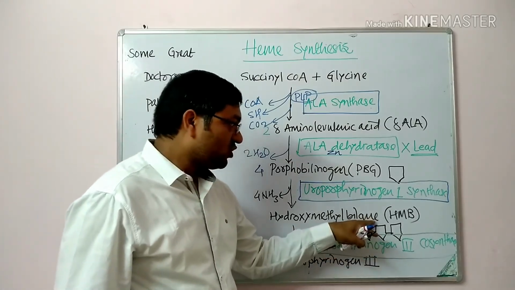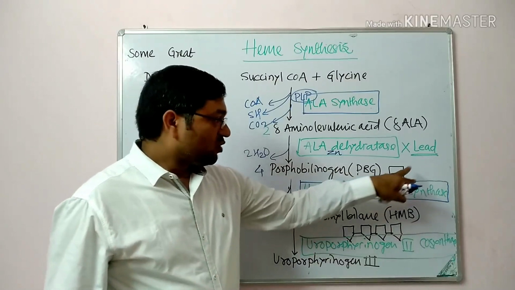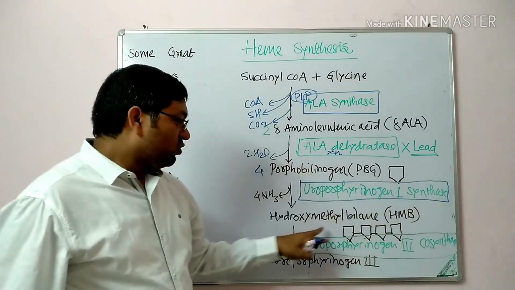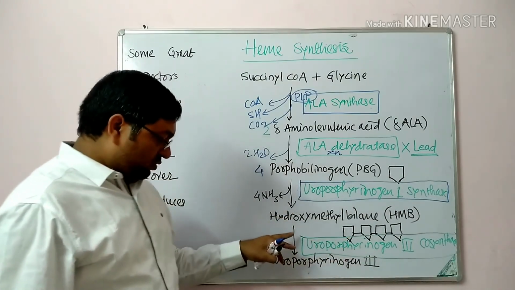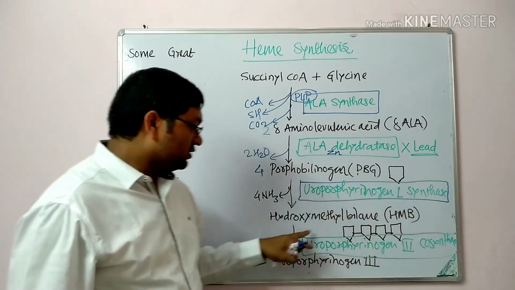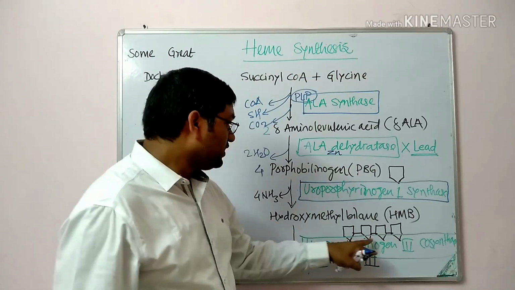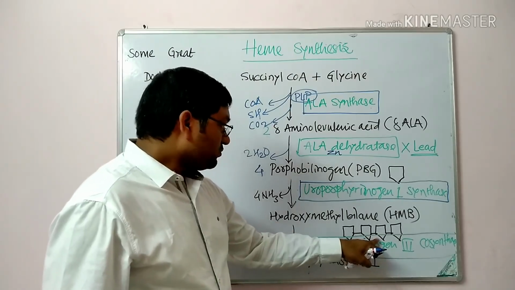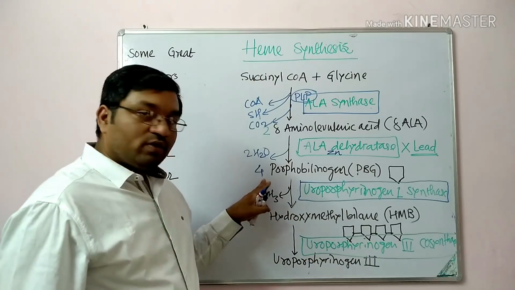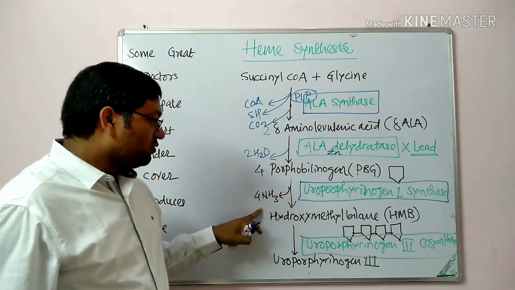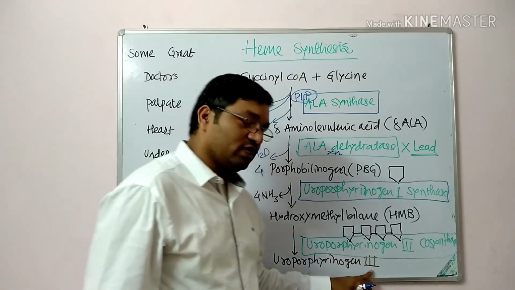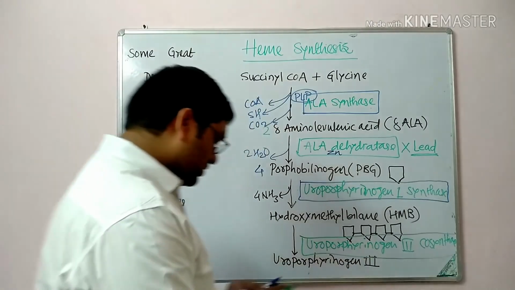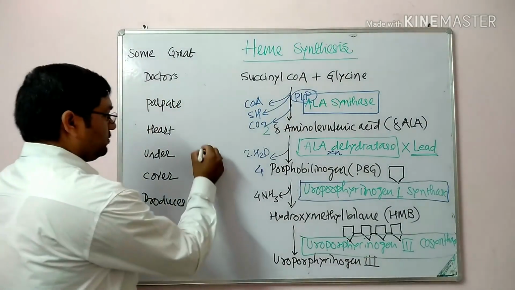This is linear tetrapyrrole, this is monopyrrole. Here is the formation of single pyrrole followed by the condensation of single pyrrole, which gets converted into linear tetrapyrrole with the help of 4 porphobilinogen molecules on deamination. Then on cyclization it gives uroporphyrinogen 3. Okay, this is the structure of uroporphyrinogen 3.